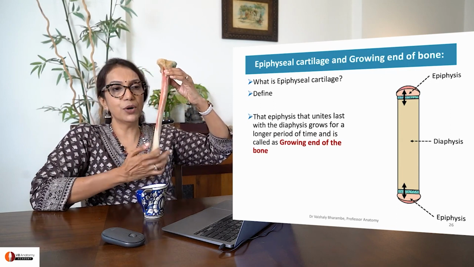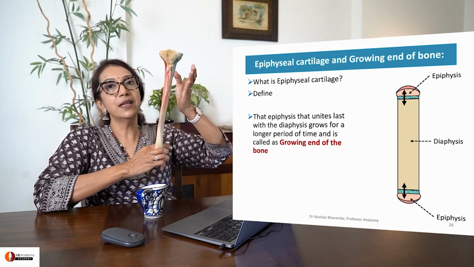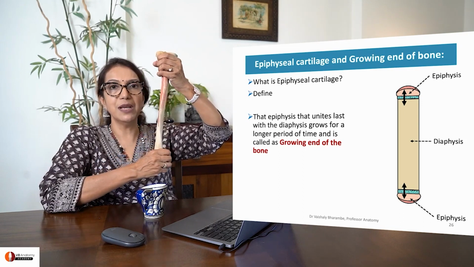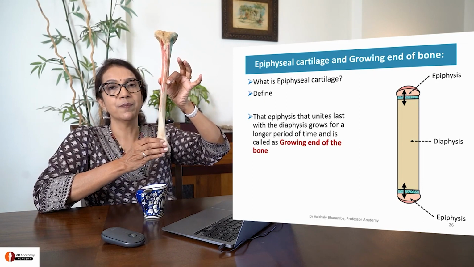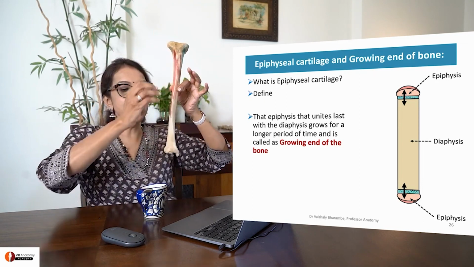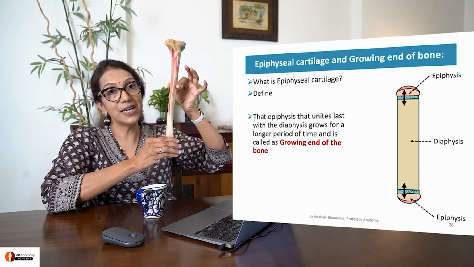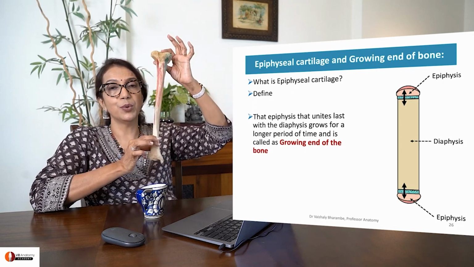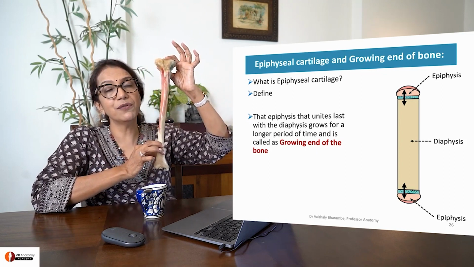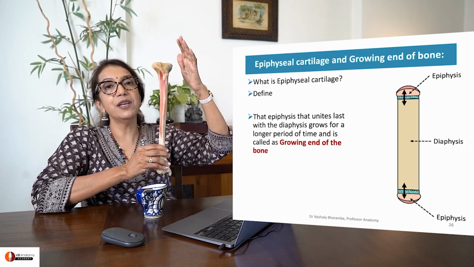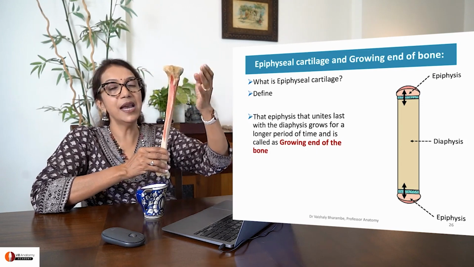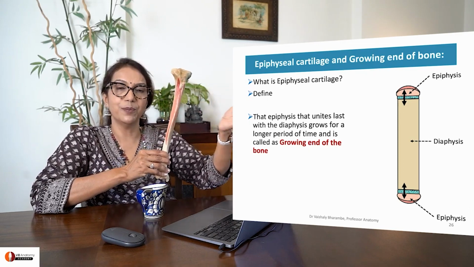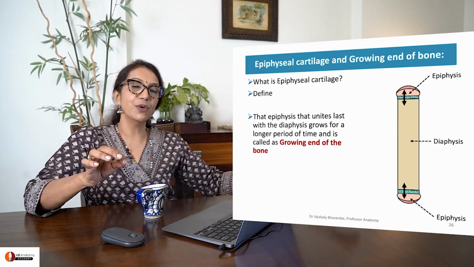In between them you have cartilages. One day the diaphysis fuses with the epiphysis, and a single bone is formed. Suppose it fuses here first, maybe at 17 years, and fuses here last, maybe at 19 years, to form the bone. Then which end grew for a longer period of time? The upper end. And therefore it was called the growing end. The end that grows for the longest period of time is called the growing end of bone. Okay, so that is the concept of growing end of bone.